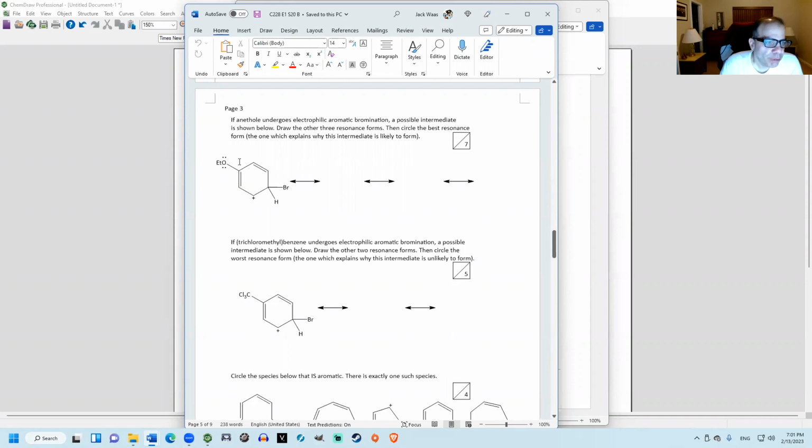I think it's more favorable to put a plus charge on a heteroatom than on carbon. Okay, that makes sense. Thank you. That's what I would say anyway. So practice drawing intermediates with resonance forms. Outside of the benzene ring, that probably also helps.